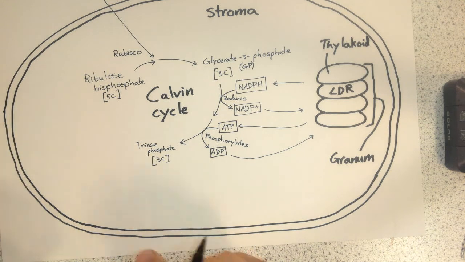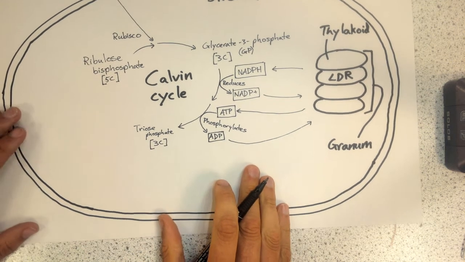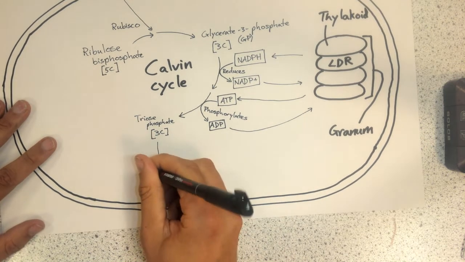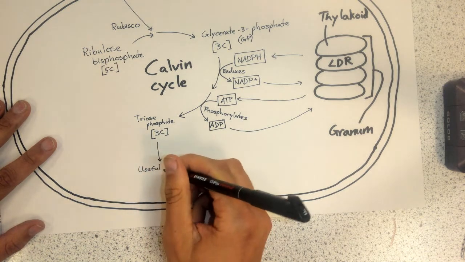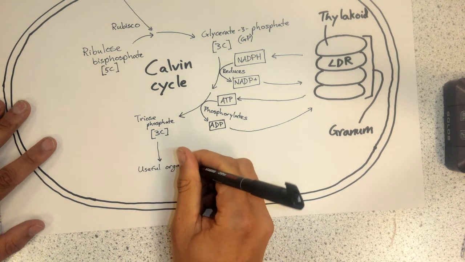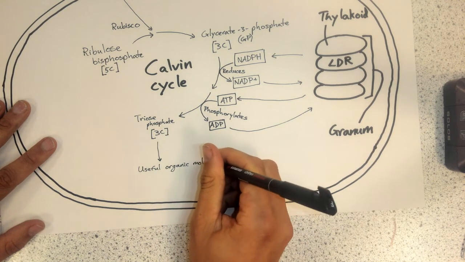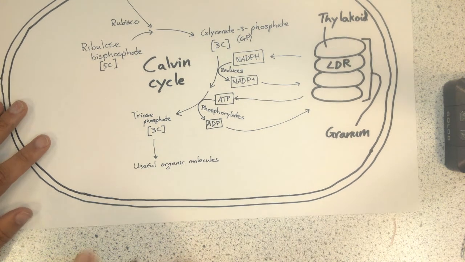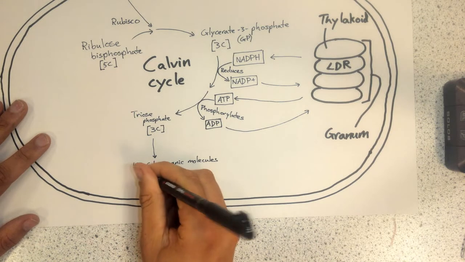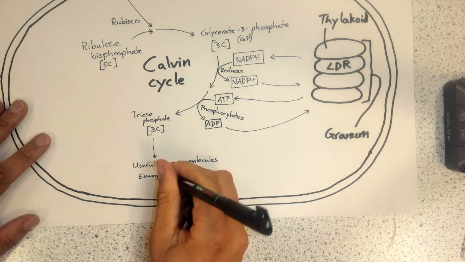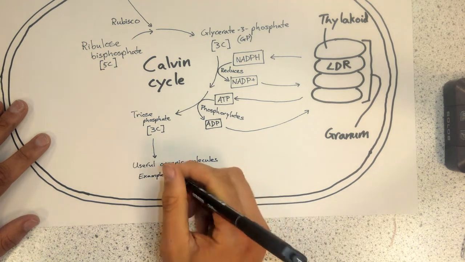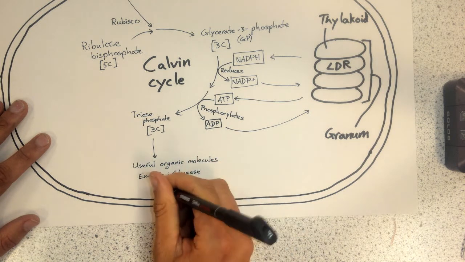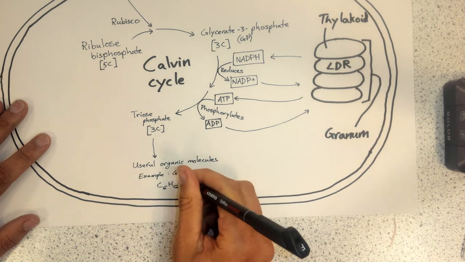Triose phosphate is extremely useful. Triose phosphate can be converted by the plant into lots of different useful organic molecules. A classic example of that, the one that we are most familiar with when we think of photosynthesis, is glucose, C6H12O6.